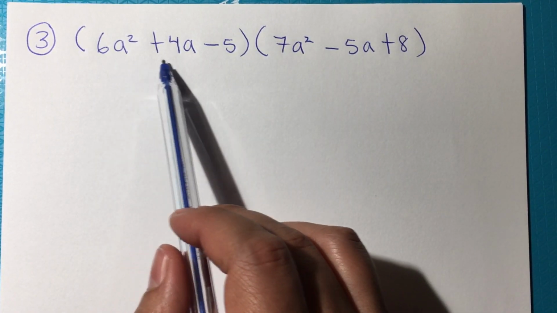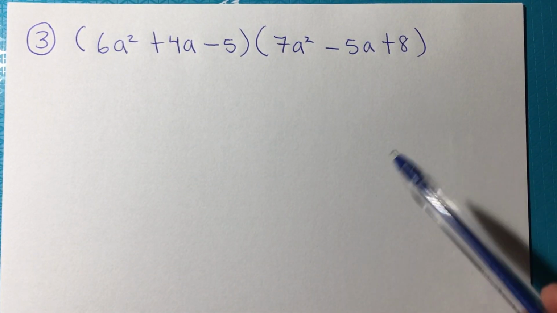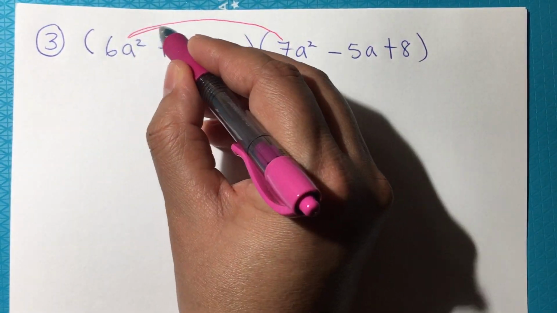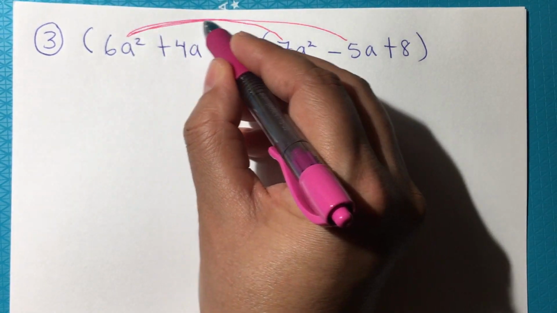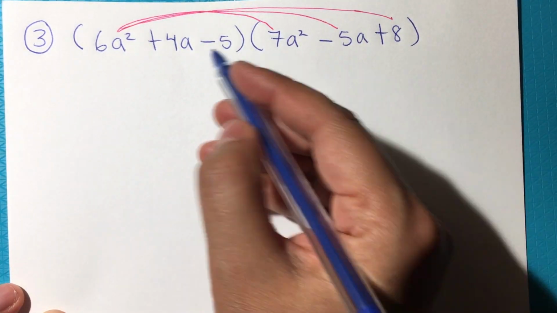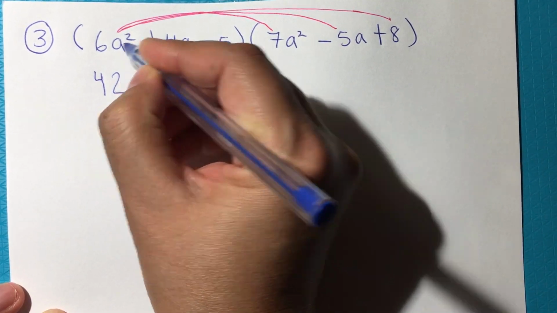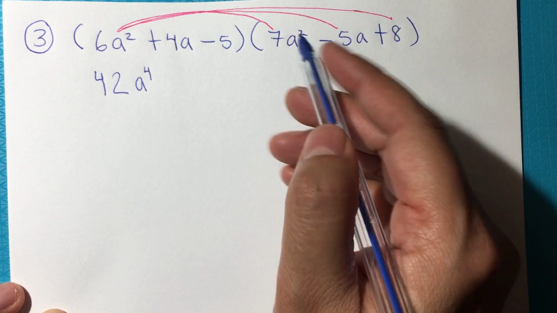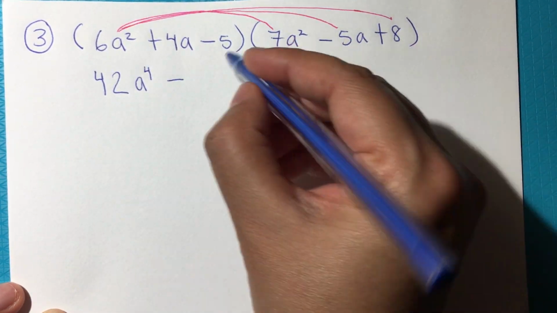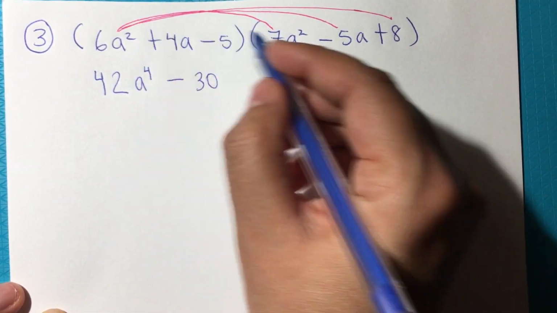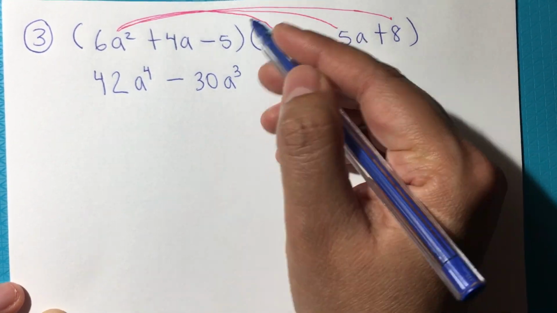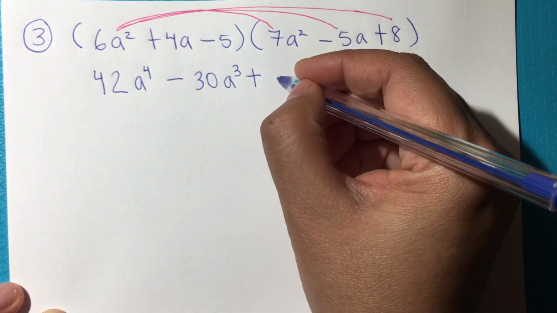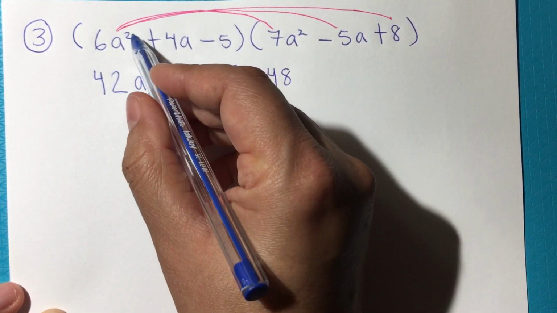In the next one, we are now multiplying a trinomial times a trinomial. And again, we're going to do the distributive property, but this time we are going to have 3 different distributive properties. And so 6 times 7 is 42. A squared times a squared is a to the 4th power. Positive times negative is negative. 6 times 5 is 30. A squared times a is a cubed. Positive times positive is positive. 6 times 8 is 48. And we only have a square.